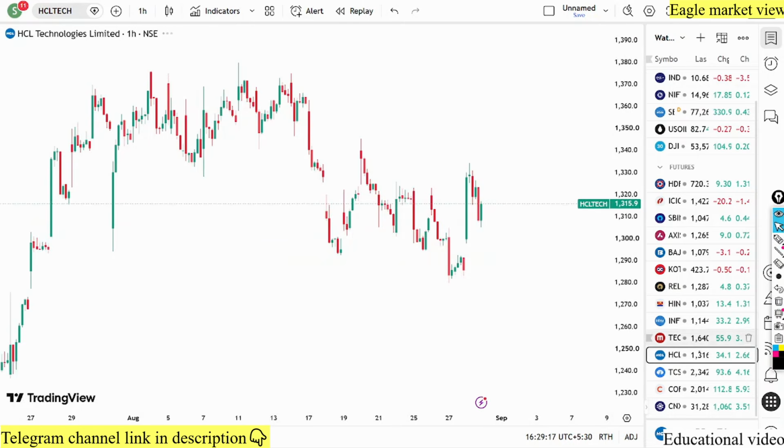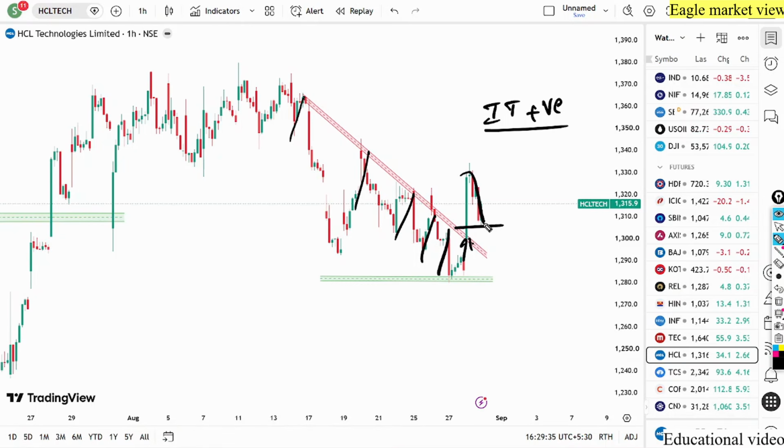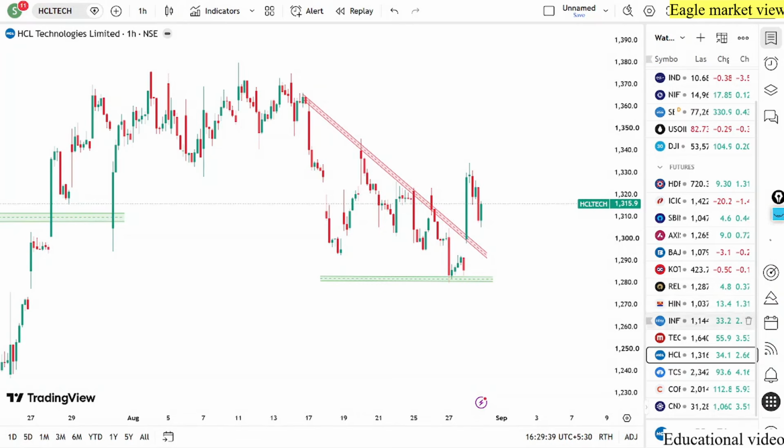Even HCL Technology, also observe here. After the price action, there was selling pressure in HCL Technology. Today the channel broke out to the upside. So almost all the IT stocks have very strong bullish momentum today. Even with downside momentum, if price retests the resistance breakout level, then again price will go further upside; the possibility is there. You can watch HCL Technology.